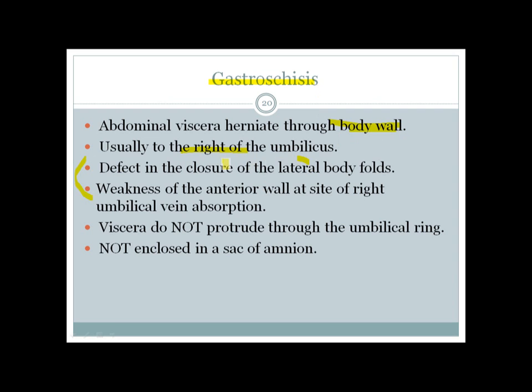One is defect in the closure of the lateral body folds, and another is weakness of the anterior wall of the abdomen at the site of right umbilical vein resorption. And note that the important differences between gastroschisis and omphalocele is that in case of gastroschisis, the viscera do not protrude to the umbilical ring, and also it is not enclosed in a sac of amnion. So those two are the most important differences.